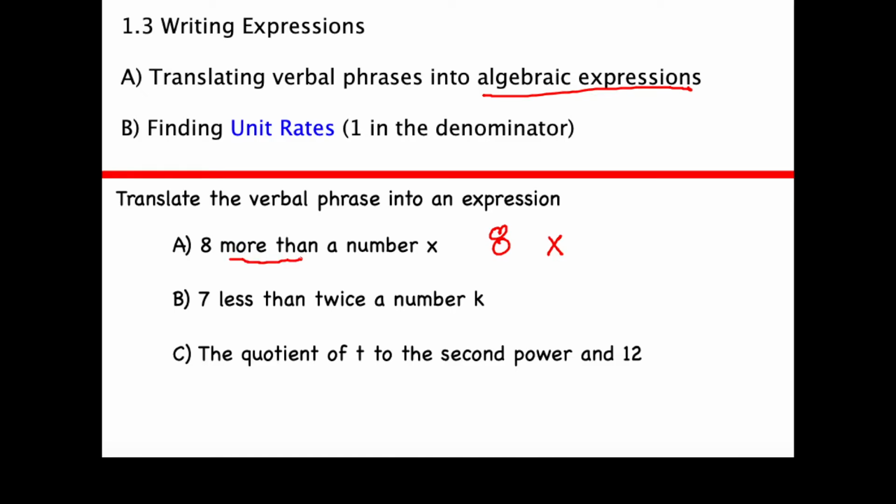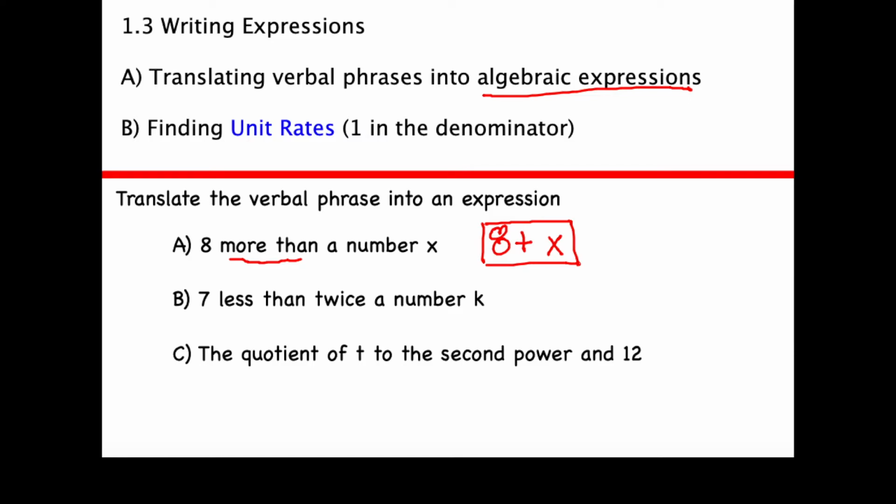Well, if we're 2 more than something, we're basically adding 2 onto it. If we're 5 more than something, if I have $10, but I have 5 more dollars than that, I'm basically adding my 5 and my 10. So 8 more than a number x is basically saying, let's take 8 and let's add on that number x. So our algebraic statement would be 8 plus x, matching up with that verbal statement, 8 more than a number x.